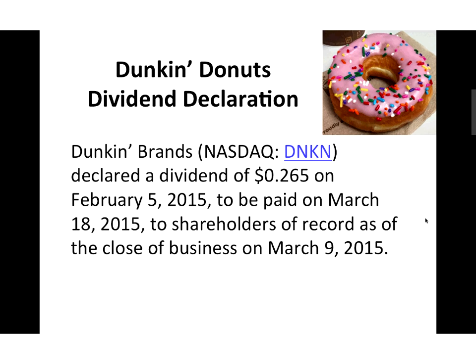Okay, so the date of declaration is February 5th. To be paid on March 18th is the payment date, okay? And shareholders of record as of the close of business on March 9th. So March 9th is the date of record, okay? So if you owned it March 9th, you get the dividend.